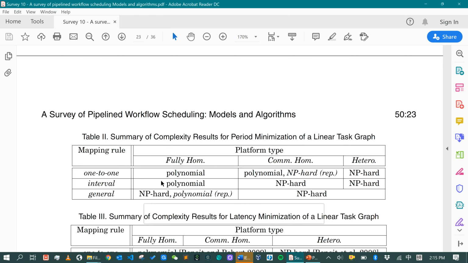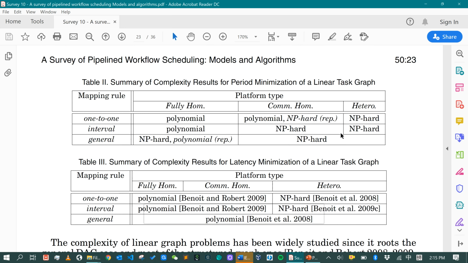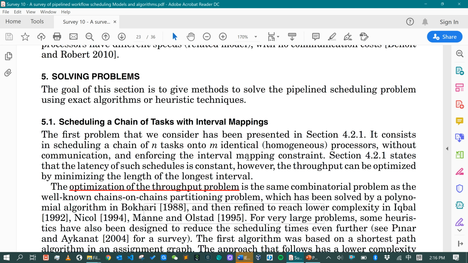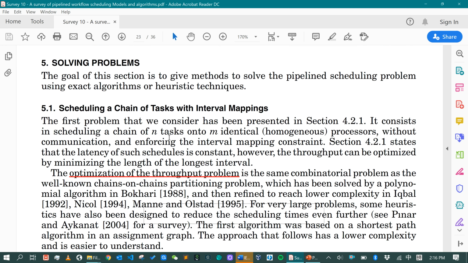I believe here is a graph that summarizes the results in terms of different mapping rules and different system models, like fully homogeneous communication, homogeneous or heterogeneous. They are either NP-hard or polynomial. It's similar to this graph. And in the last part, I think they're trying to solve the problems.